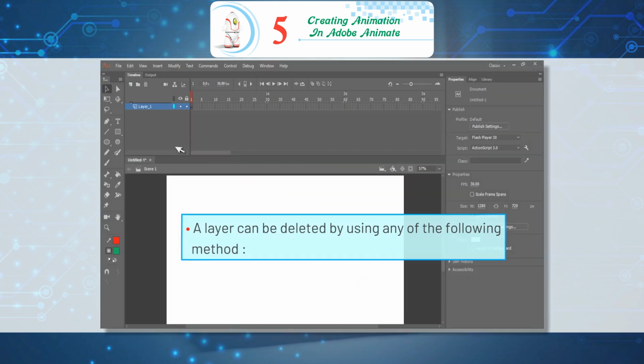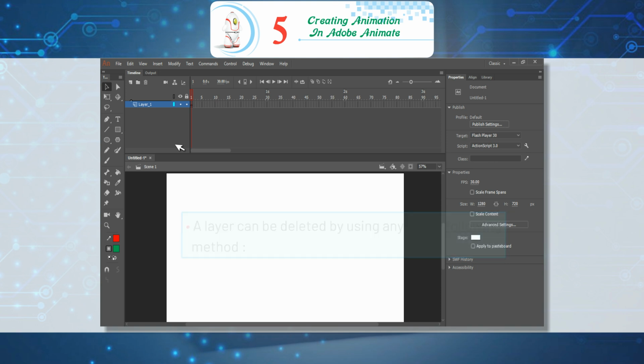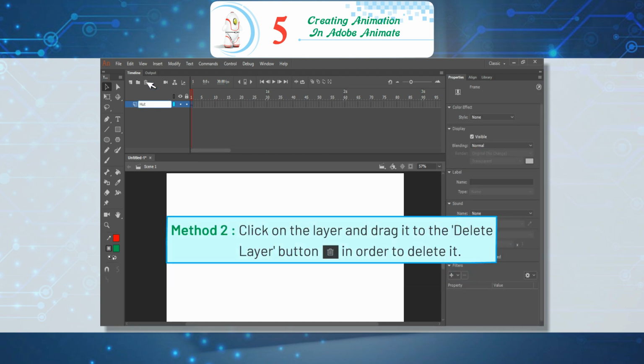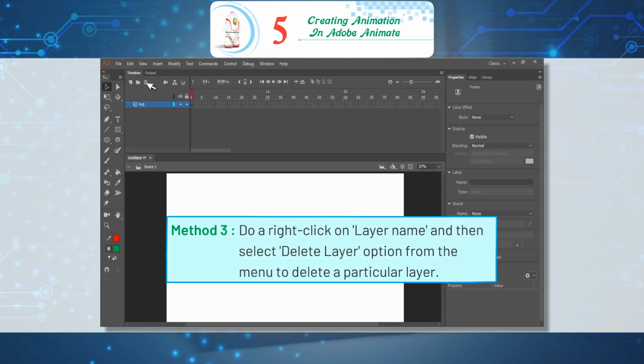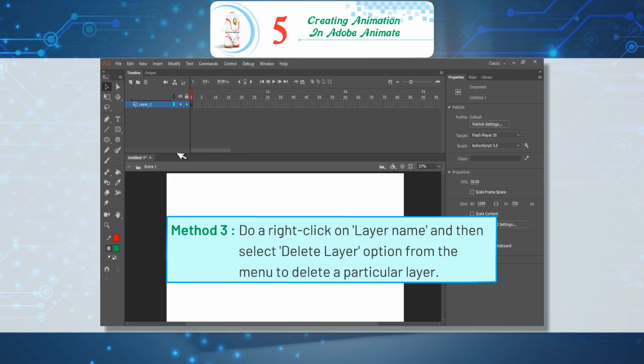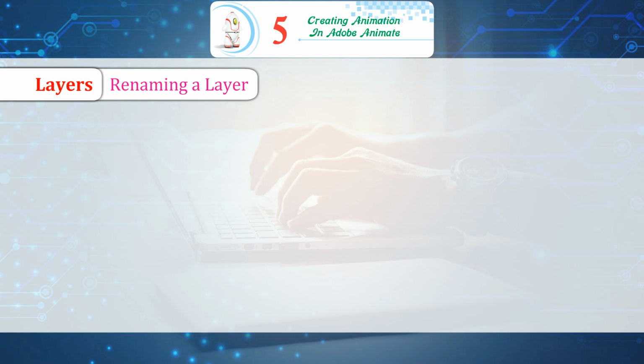Deleting a layer. A layer can be deleted by using any of the following methods. Method 1. First of all, select the layer which is to be deleted and then click the Delete Layer button on Timeline. Method 2. Click on the layer and drag it to the Delete Layer button in order to delete it. Method 3. Do a right-click on Layer Name and then select Delete Layer option from the menu to delete a particular layer.